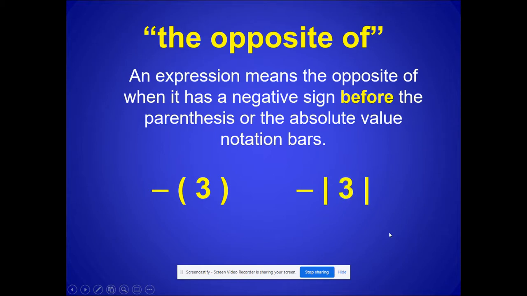We can also have a negative sign on the outside of absolute value bars. This would read the opposite of the absolute value of 3. The absolute value of 3 is 3, but the opposite of that would be a negative 3.